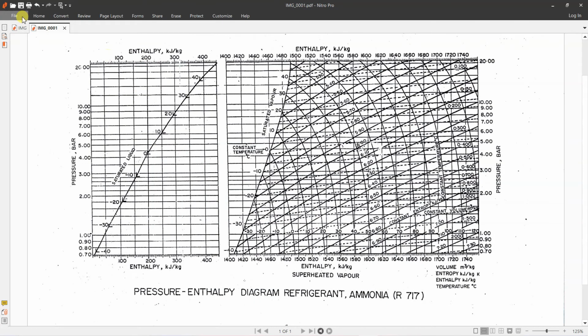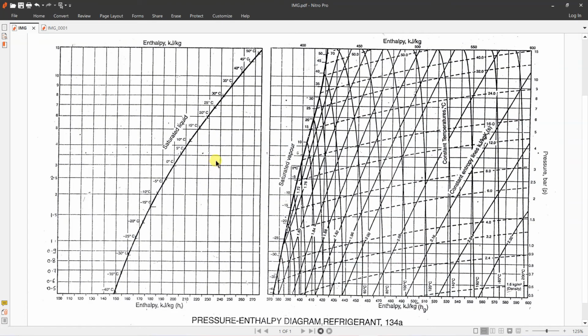Here is one more pH chart, again related to R134A refrigerant. If you see this chart, there is some difference. First of all, the vapor dome is cut; it is not a full circle. We don't have a curve on the top side. The vapor dome is cut over here. And second, we don't have constant dryness fraction curves in this chart.